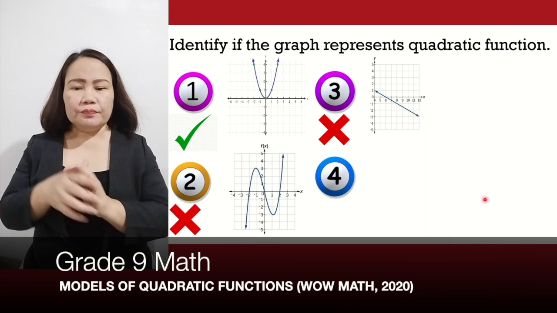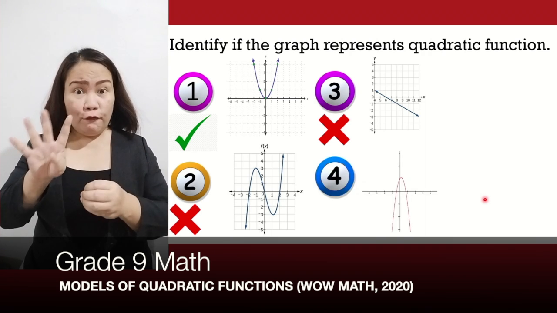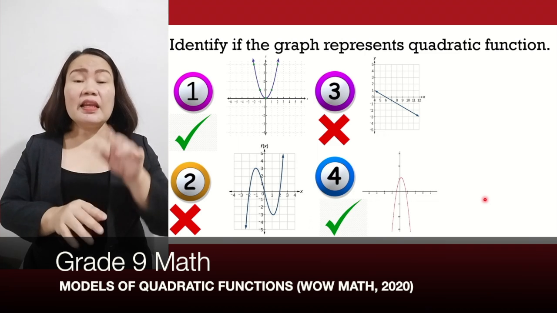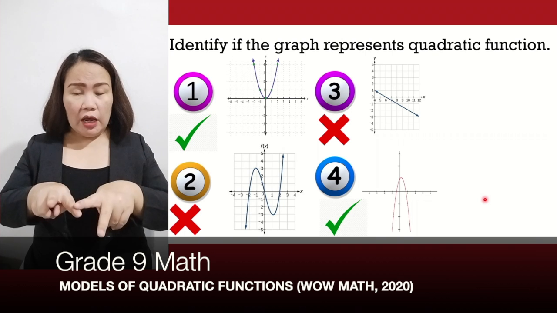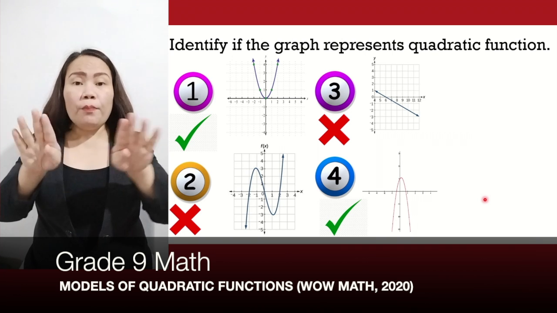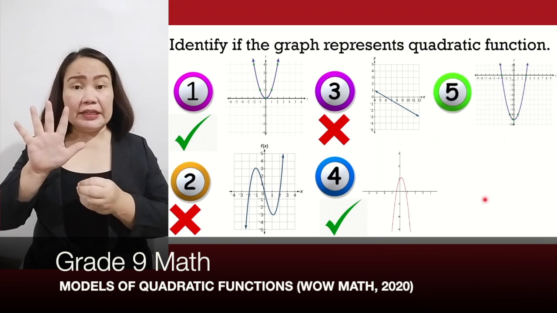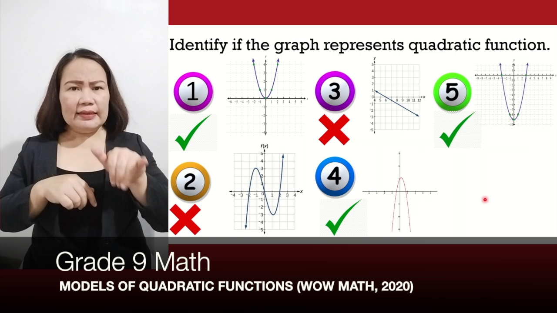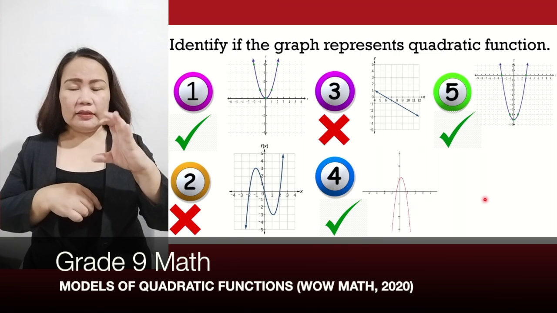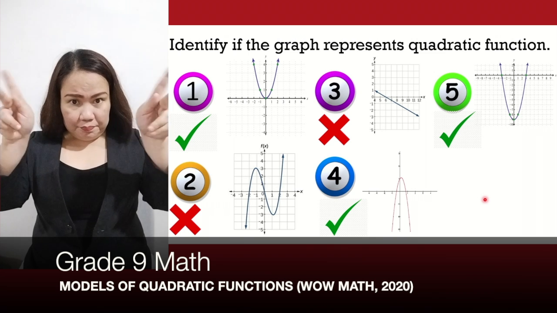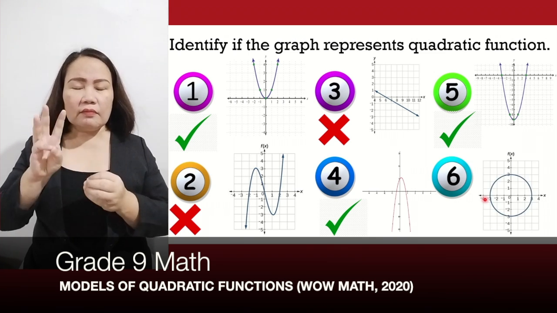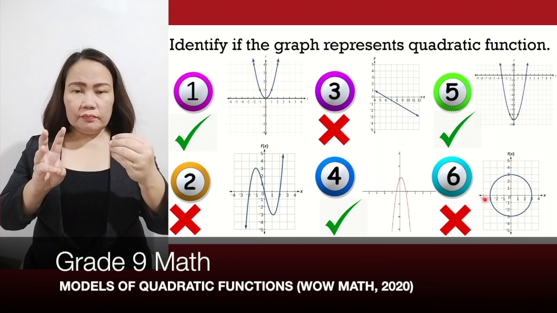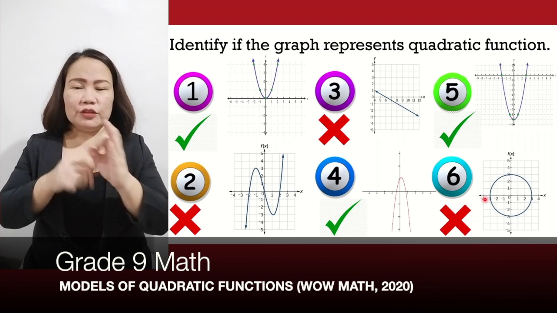Next, is this a quadratic function? Yes, because our graph here is a parabola and it opens downward. Next, number 5. This is a quadratic function because the graph is a parabola and it opens upward. And the last one, this is not a quadratic function because the graph is not a parabola.